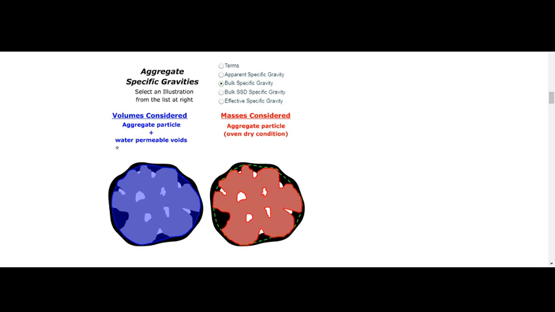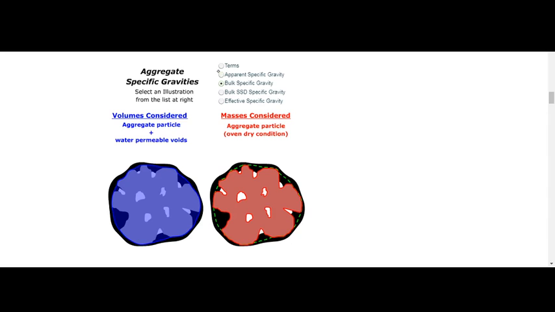So the water permeable void is actually this remaining void and also this bituminous filled void that is poured within this aggregate. So all of this will be included in the water permeable voids and aggregate particle. So while considering volume, we have considered the water permeable void as well. That's why we have taken the saturated surface dry volume, as you have seen just before this.